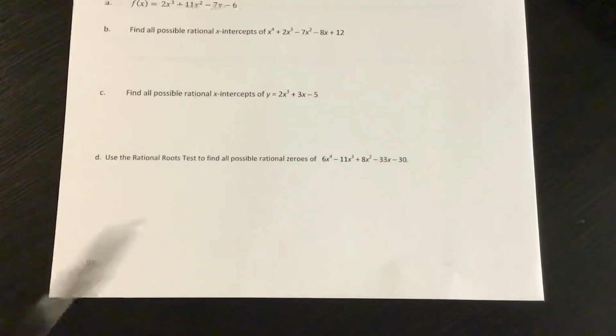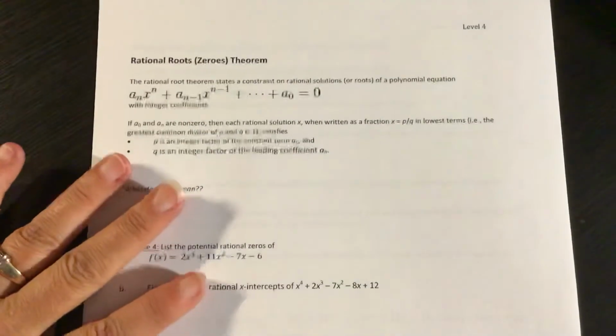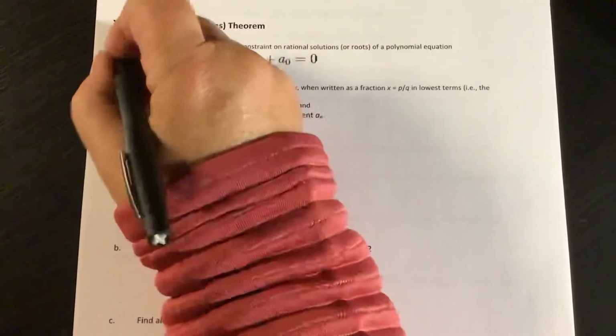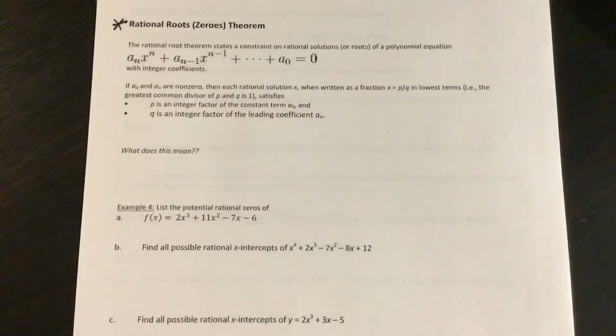One more thing though. We have another big theorem, the rational root or the rational zeros theorem. What we just looked at is how many roots we could have. The rational roots theorem is going to give us some possibilities of what those roots are going to be.